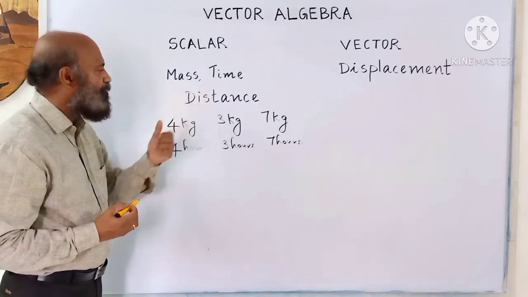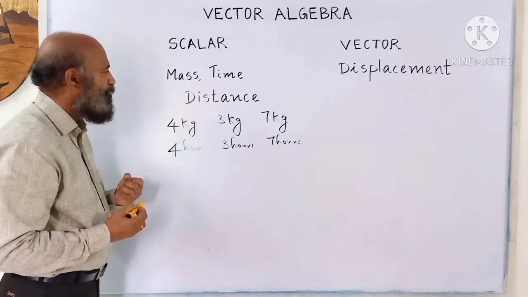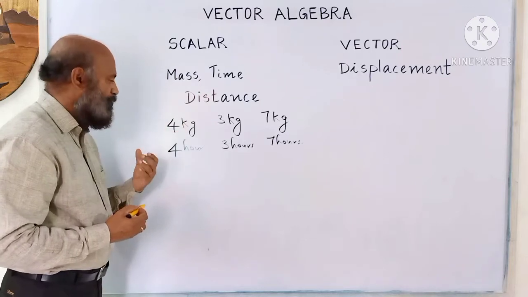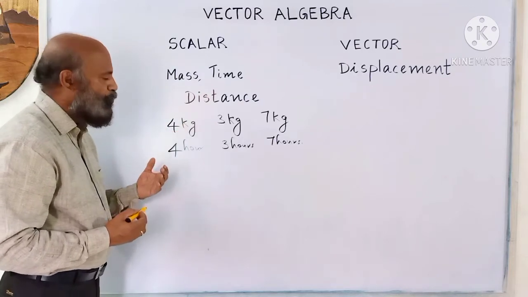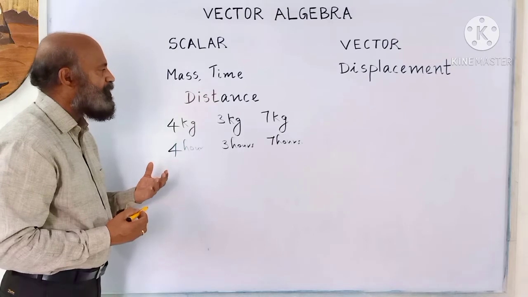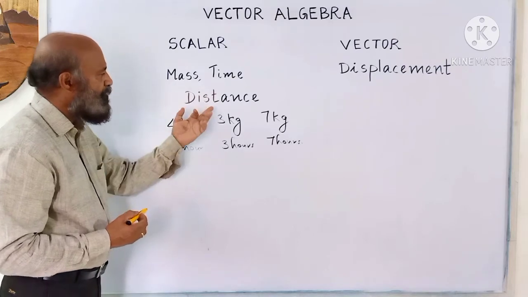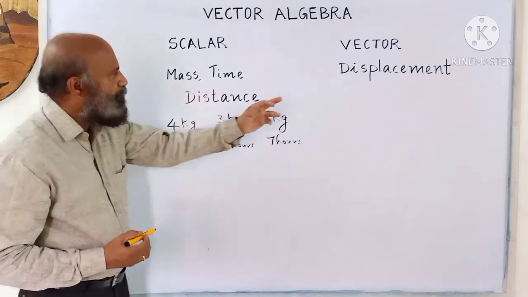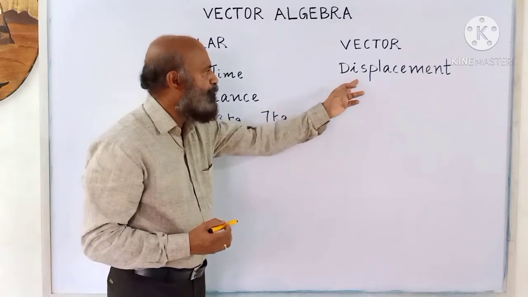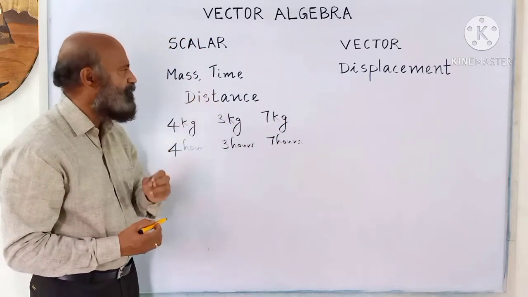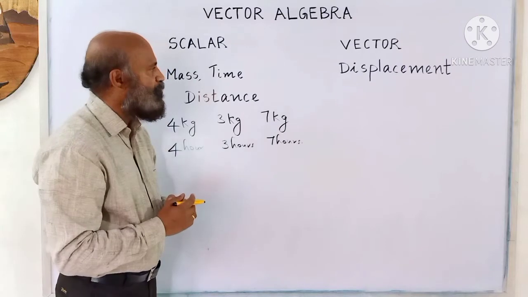Distance is measured in meter. First you walk 4 meter and then you walk 3 meter. So distance traveled is 7 meter. But displacement is different from distance. Let us try to understand what's the difference.